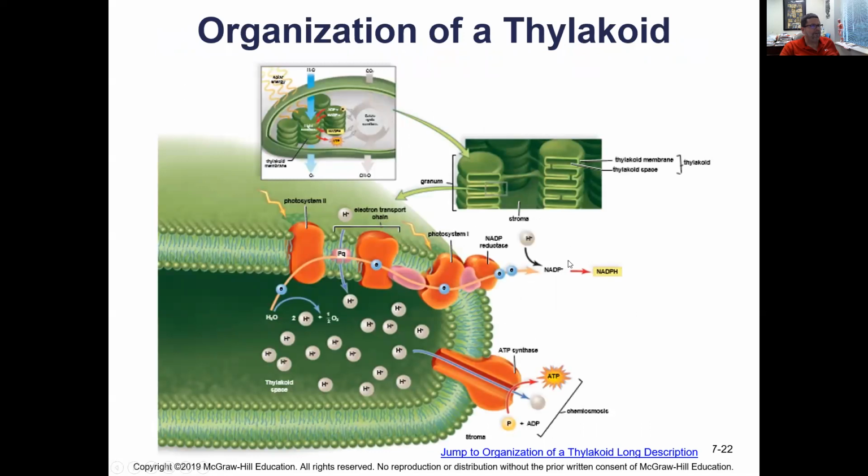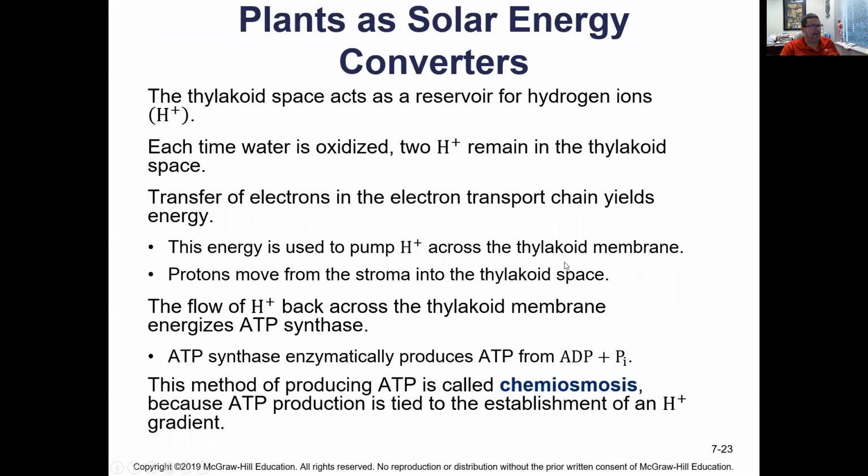And now I think we're ready to slide into the Calvin-Benson cycle in just a second. This is just showing you how the electrons go through ATP synthase, the hydrogens, and that's used to make the ATP. And this is called chemiosmotic ATP production.